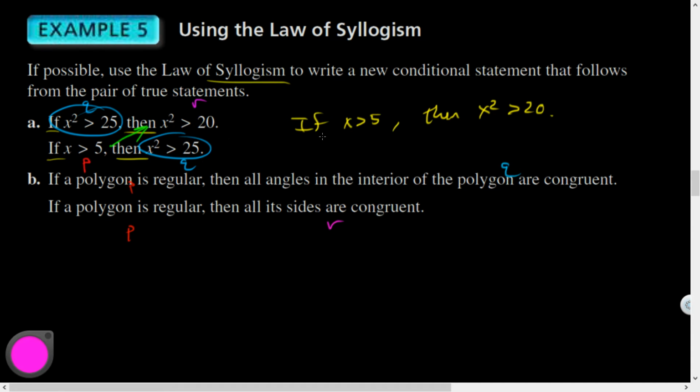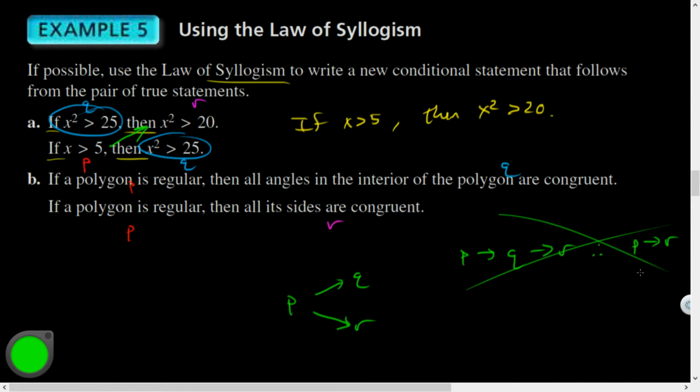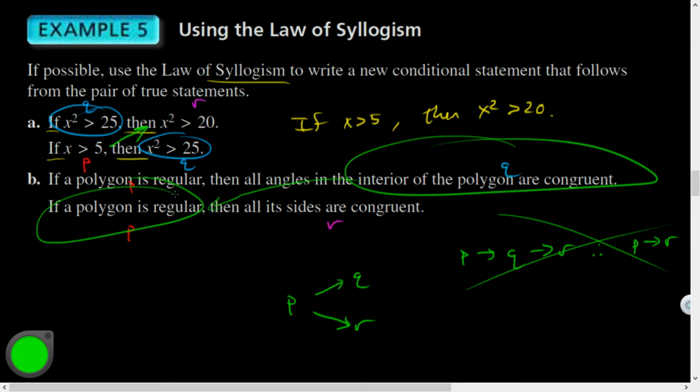I never have the conclusion of one of these being equivalent to the hypothesis of the other. So I can't combine them. Basically, all they've given me is this. They say P implies Q and P implies R. But I don't have a chain where I have P implies Q implies R, therefore P implies R. I don't have that chain. Right? So you need this to equal that, or I would have needed this to equal that to be able to combine those.